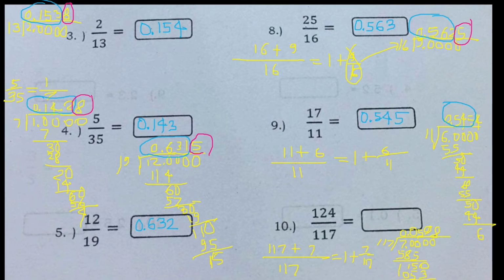8 times 117, that will be 936. So this is 4, this is 3, remainder 34, but we just based on here, but since this is 8, we add up 1 to 9, so that will become 59 becomes 60, so this will become 0.06, 0.060. Let's go to the next.